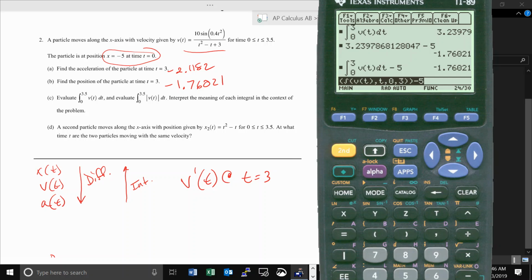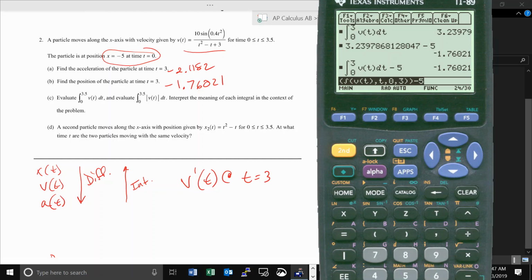All right, let's look at the next one and try to analyze this. This is going to be very crucial for you to understand some things. I need really everyone focusing on this next part. Evaluate the integral of the velocity between 0 and 3.5, and then evaluate the same integral, 0 to 3.5, of the absolute value of the velocity. Interpret the meaning of each integral in the context of the problem. So let's see if I can lead you into this.